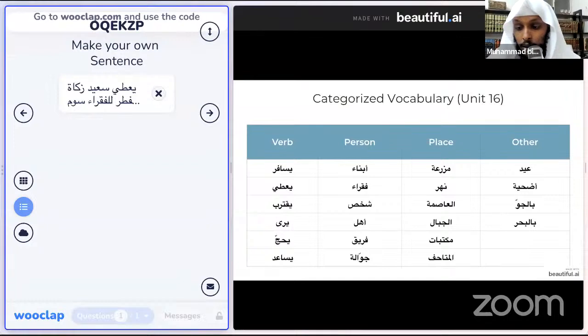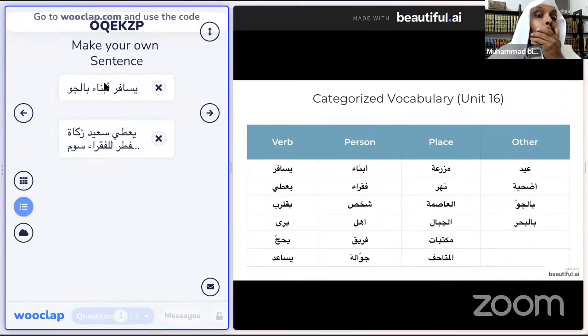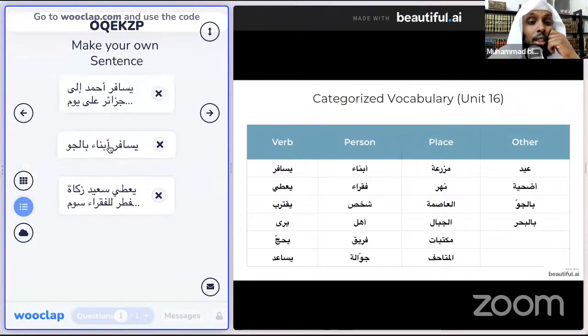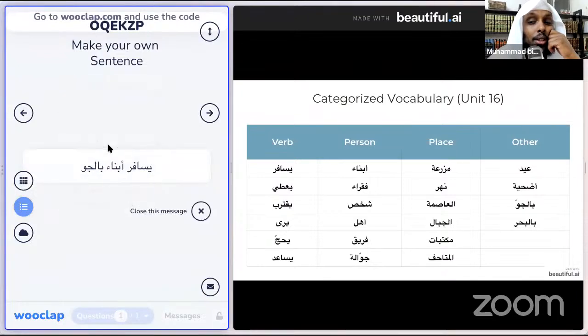There's the link. Okay, someone said يعطي. Okay, sentences are coming in now, mashallah, thick and fast. يعطي سعيد زكاة الفطر للفقراء. I think this meant to be يوم عيد الفطر. Okay, mashallah. The better you guys get, the less I've got to correct. Try and make your sentence as long as possible.